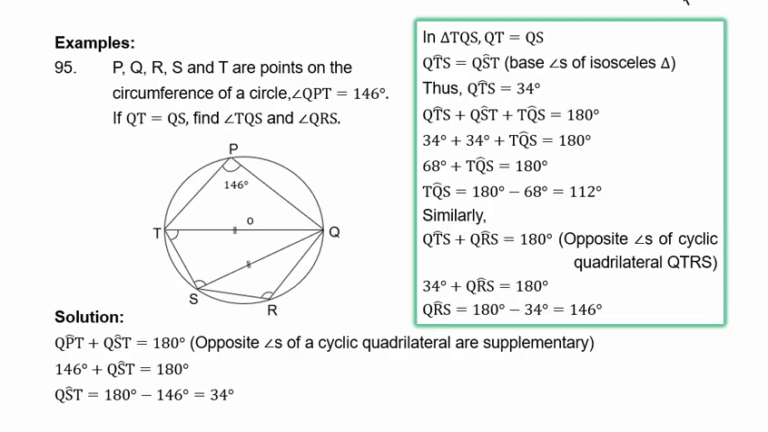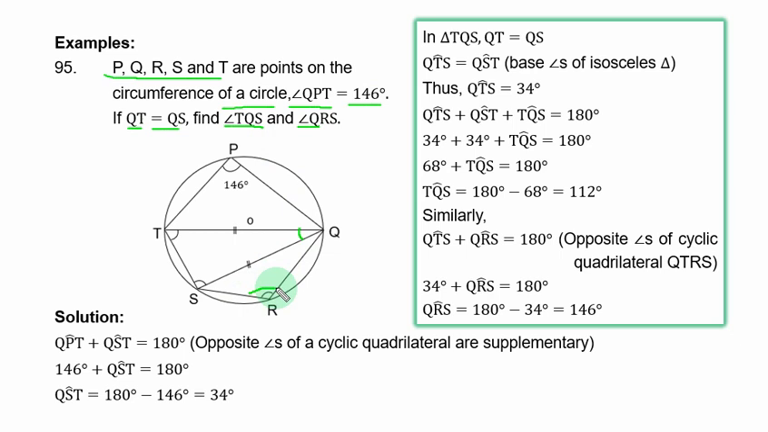Example 95. P, Q, R, S, and T are points on the circumference of a circle. Angle QPT is equal to 146 degrees. If QT is equal to QS, find angle TQS and angle QRS. So we have to get this angle and this angle.